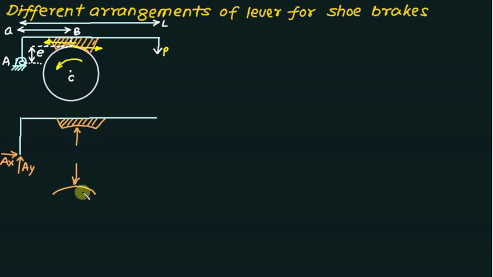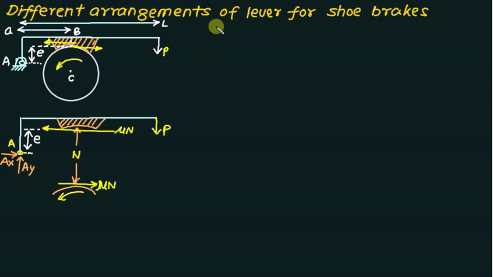Since the drum is rotating in the anticlockwise direction, this is the normal reaction N, this is the external force P applied. It will experience a friction force mu times N at a distance. So here this follows Newton's third law, action and reactions are equal, and from this point A, this distance is equal to distance E, so it will develop anticlockwise moment, this will develop clockwise moment, and the normal will also do the anticlockwise moment.